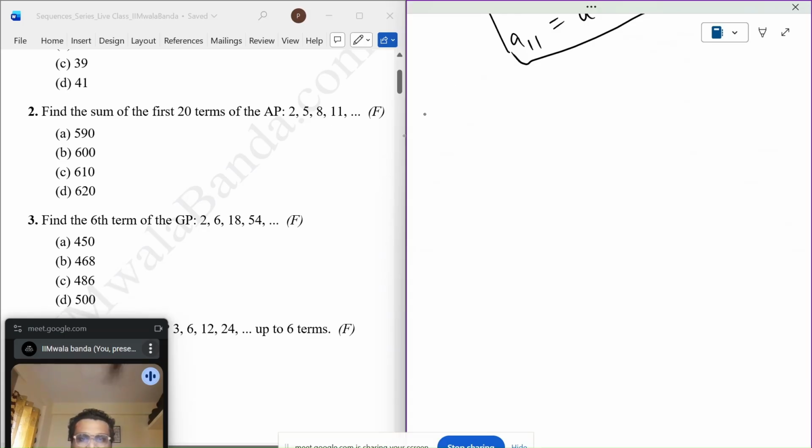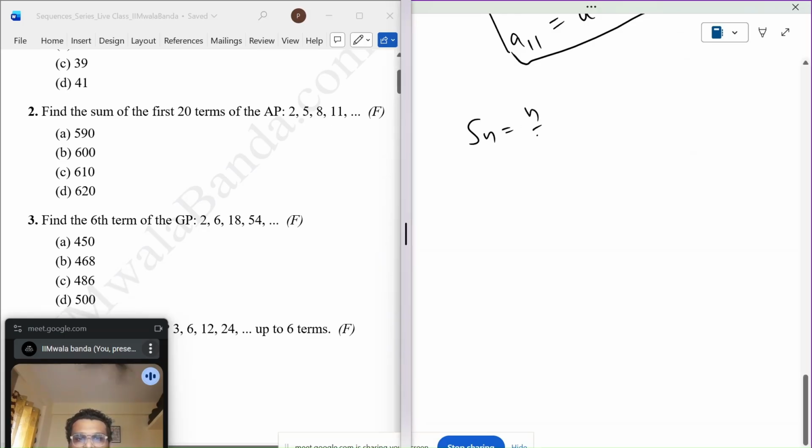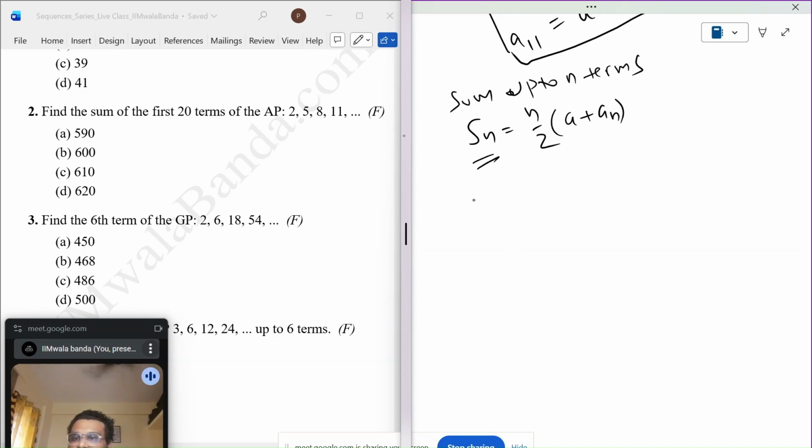So this question is important because we need to get comfortable with the formulas that we have learned. So Sn is n by 2 into a plus an, which means the sum up to n terms. This is not the nth term sum. This is the sum up to n terms. So now if I need to find the sum of the first 20 terms, I can directly write n is 20, and let's expand it. So this becomes n by 2 into 2a plus n minus 1 into d, correct? This whole formula usually is used like this only.